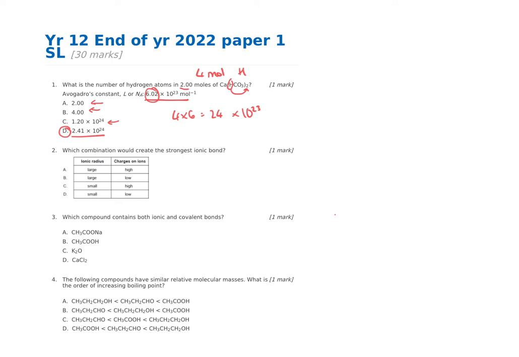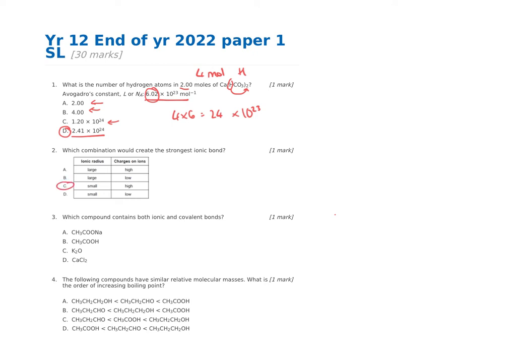The second one, which combination would create the strongest ionic bond? Well, you want the ions to be as small as possible, so there's less shielding and less effects from things like that. And then you want the charge on the ion to be as high as possible. So, for example, Na+ and Cl- is going to have a weaker attraction than Mg2+ and O2-. Okay, so that's going to be C.